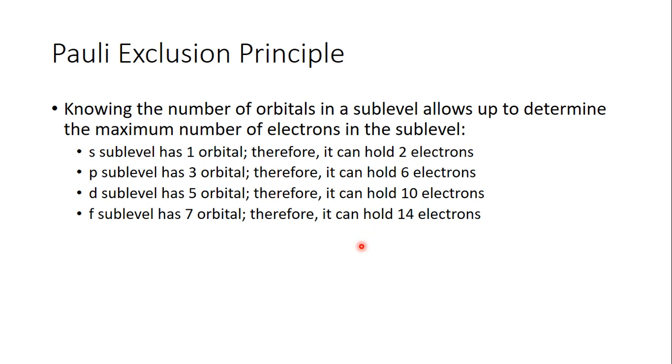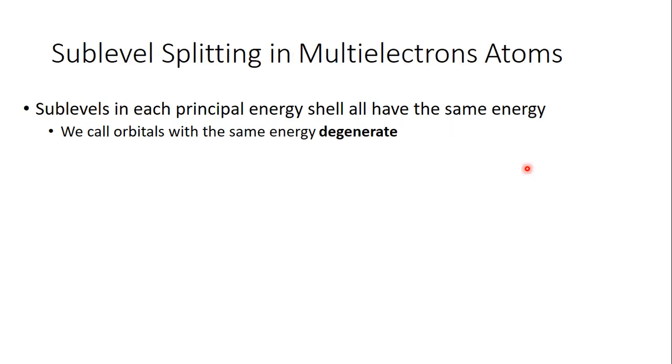So if we look at the number of orbitals in a sublevel, we can determine how many electrons are in each sublevel. So the s sublevel has one orbital, so it's going to hold 2 electrons. P has 3 orbitals, 6 electrons. D has 5, so 10 electrons. F has 7, so 14. And we'll look at this in later videos, more in depth.